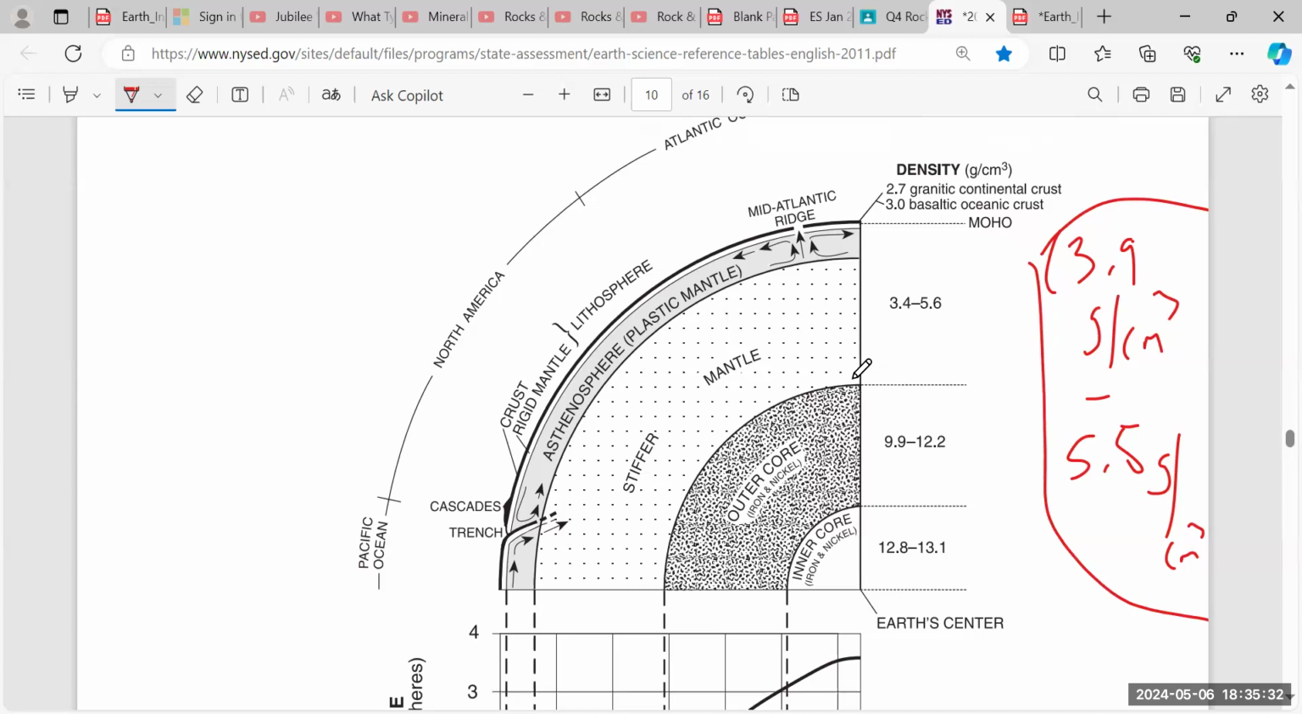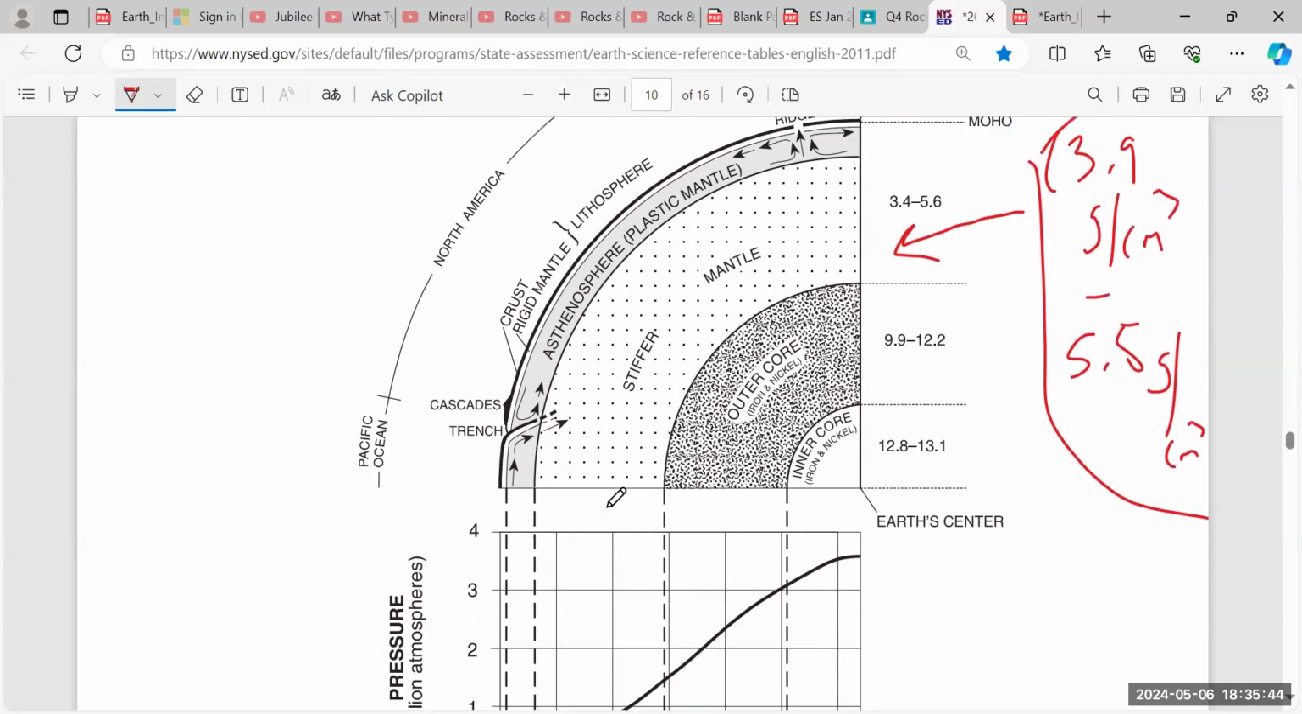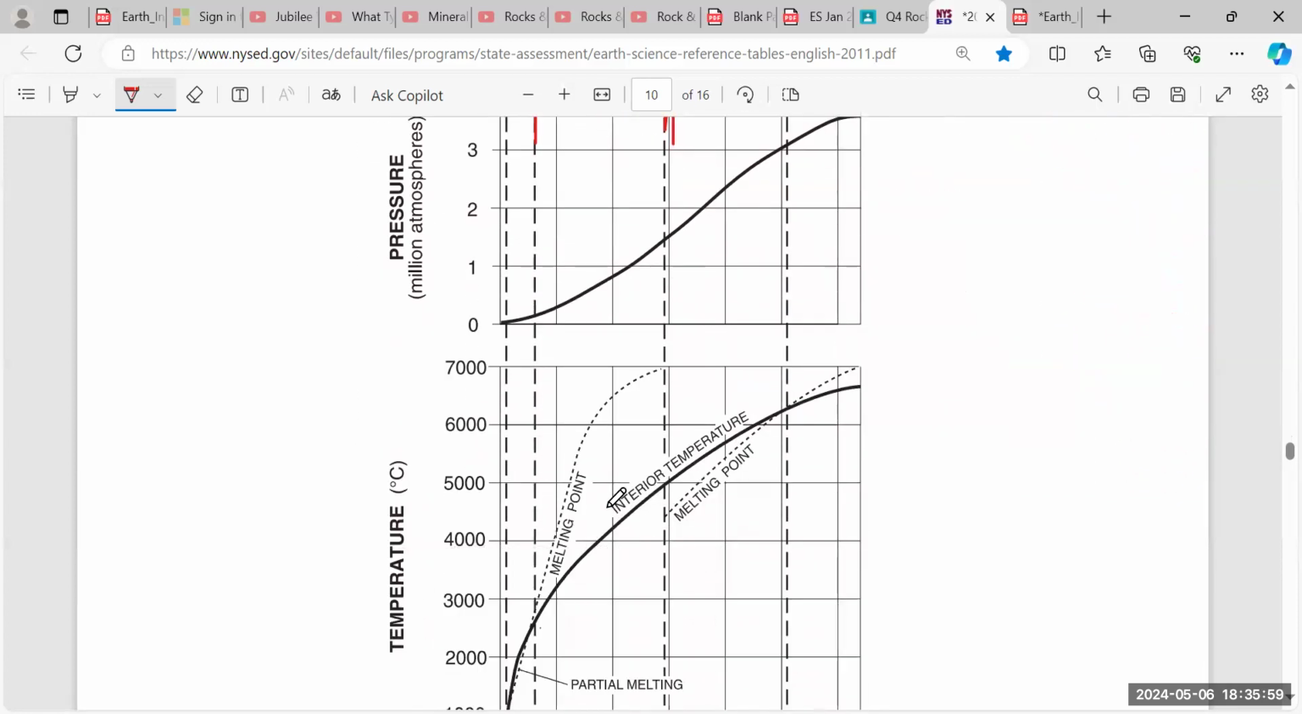Now, which zone would these numbers fit? You got it. This zone right here, which is also known as our stiffer mantle, right? So now I need to know the depths of this zone. The stiffer mantle is what would fit the densities of the terrestrial planets. I need to find out what their depth range is. So when I scroll down, let me continue to scroll down. I know my line is not perfect, but we're gonna make it.